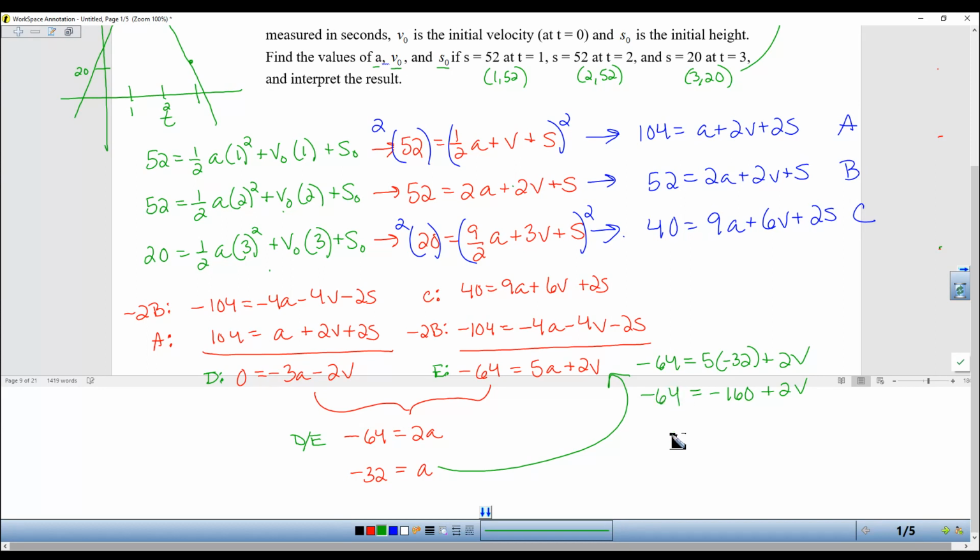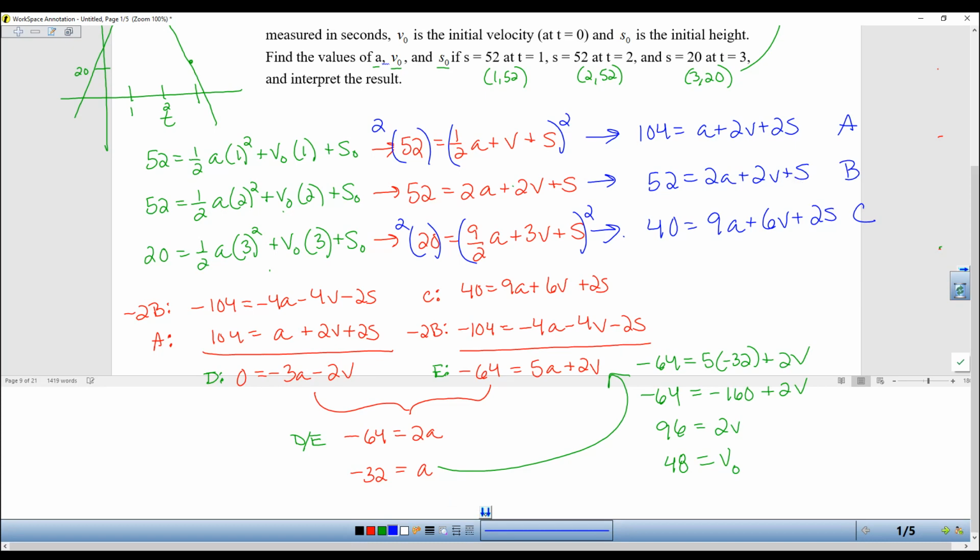Negative 64. So 96 is equal to 2v. V is equal to 48. And this is actually v sub 0, which means the initial velocity. And then once I have two of them, I can take two of them and substitute them into any equation.